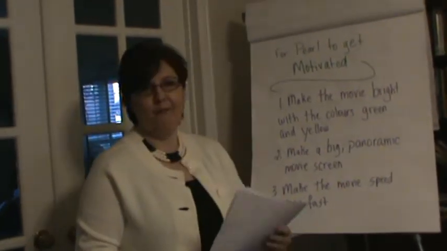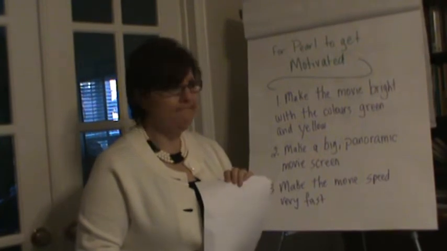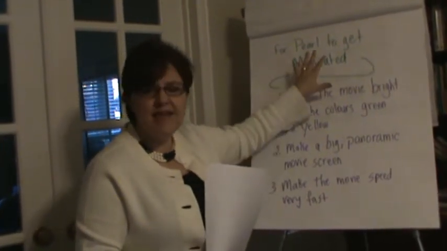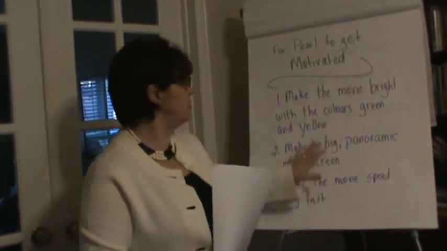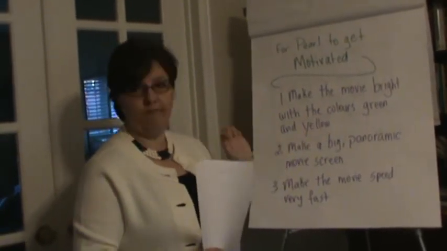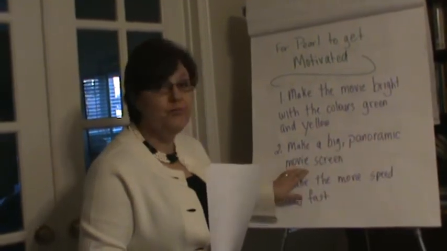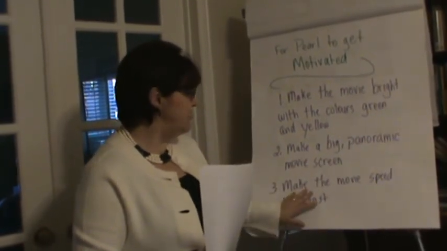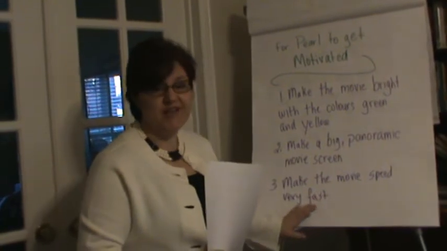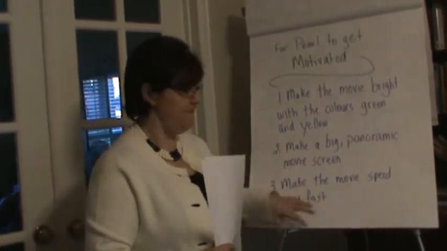One more thing. For Pearl to get motivated, in a nutshell, this is how it would pan out. We'd have to make the movie bright with colors of green and yellow. It'd have to be big, with a panoramic movie screen. She'd have to make the movie speed very fast, because for her, slow is not a motivating hot button.